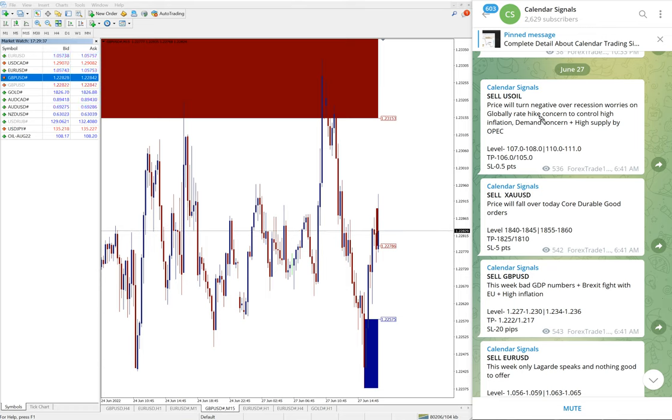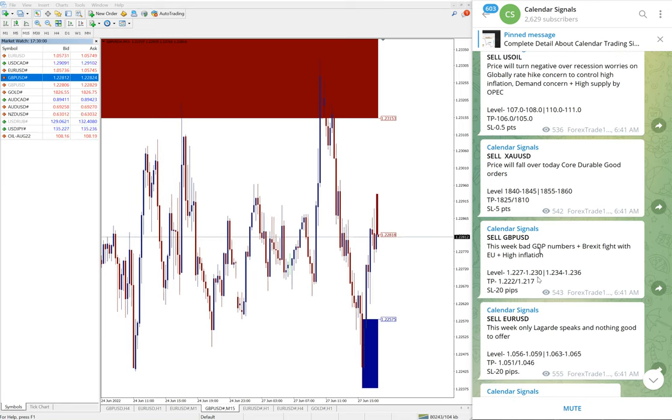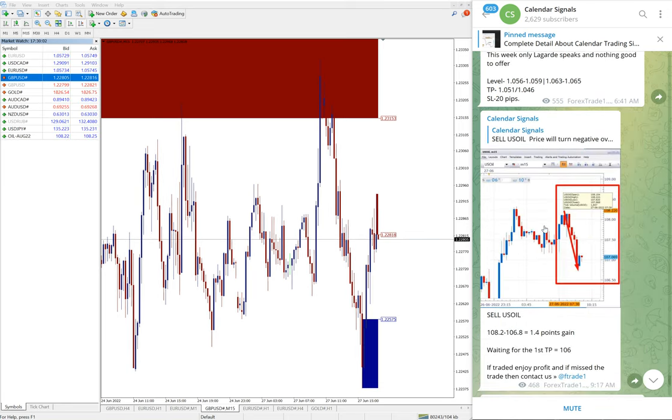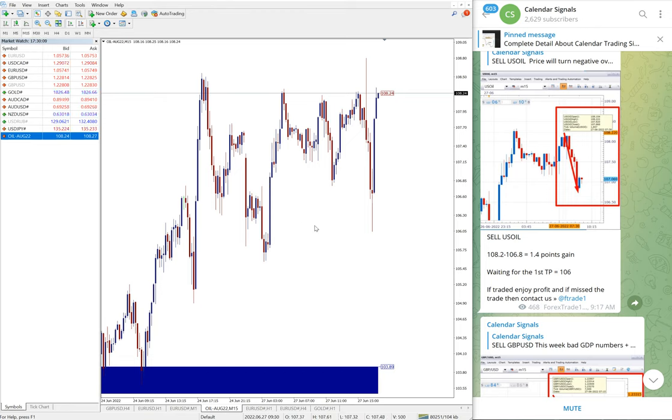You see here sell US oil given. The reason why we gave sell US oil is price will turn negative over recession worries on global rate hike concern to control high inflation, demand concern plus high supply by OPEC. So based on these reasons, we gave sell US oil. Likewise, on each and every signal, we mention the reason why we are giving that particular script. First, we will see the performance of US oil here.